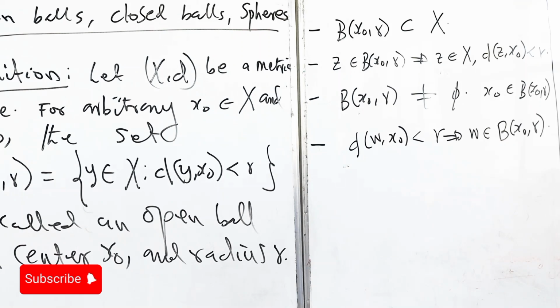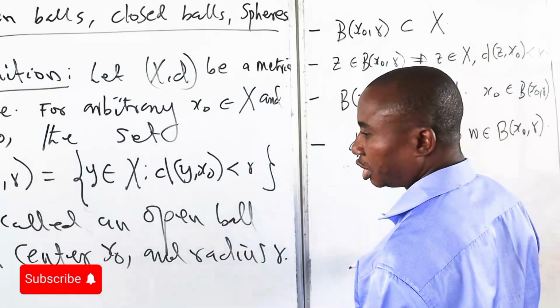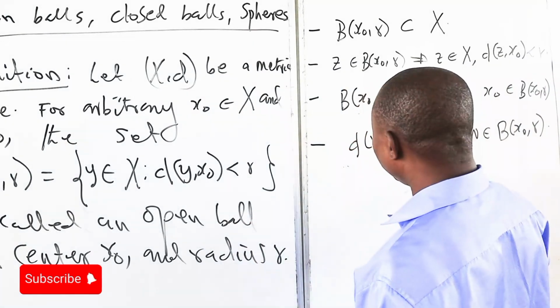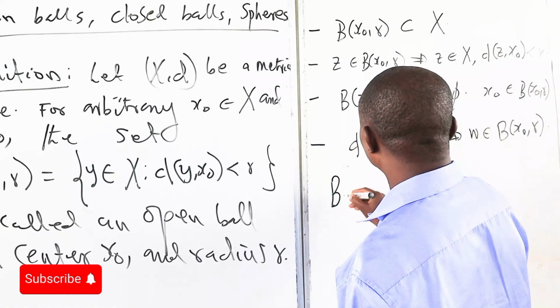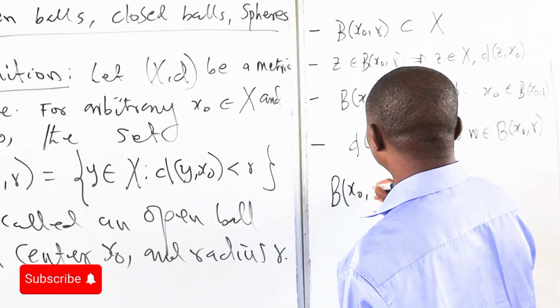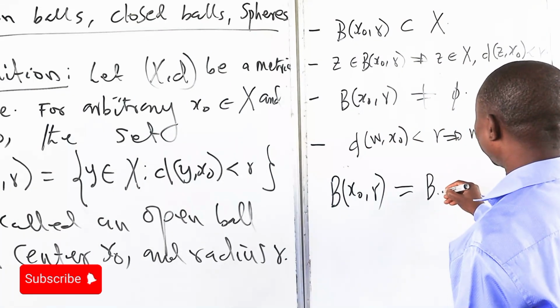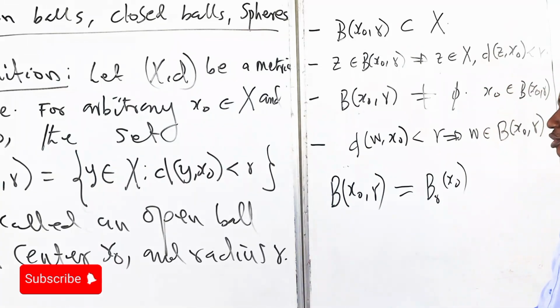Another thing we need to look at here is notation. Throughout the discussion on open balls, closed balls, spheres, and other concepts we shall be dealing with, I will be using the notations B(x naught, r) or B_r(x naught). Either of these two notations means the same as the other, so we should be familiar with this.